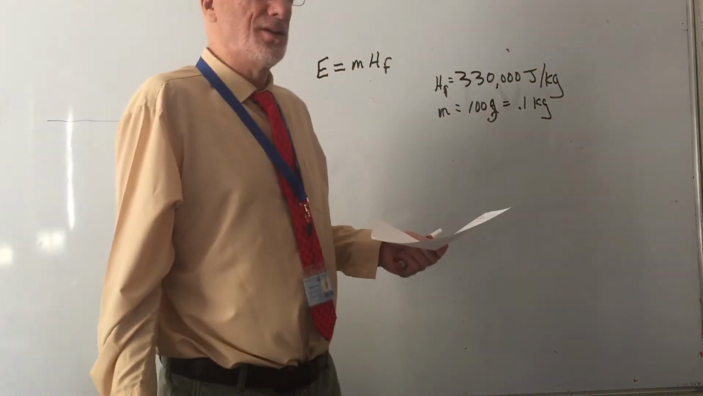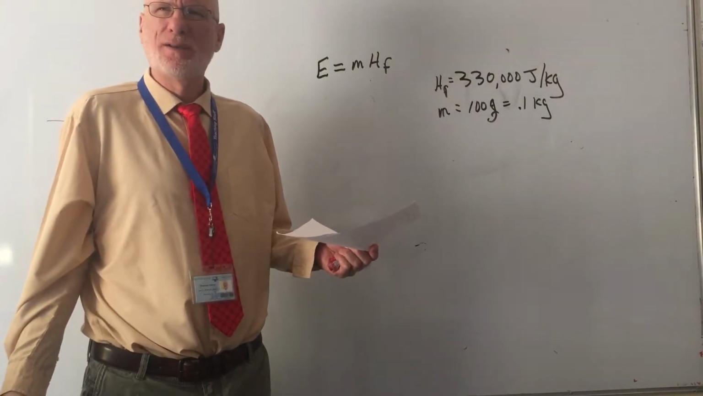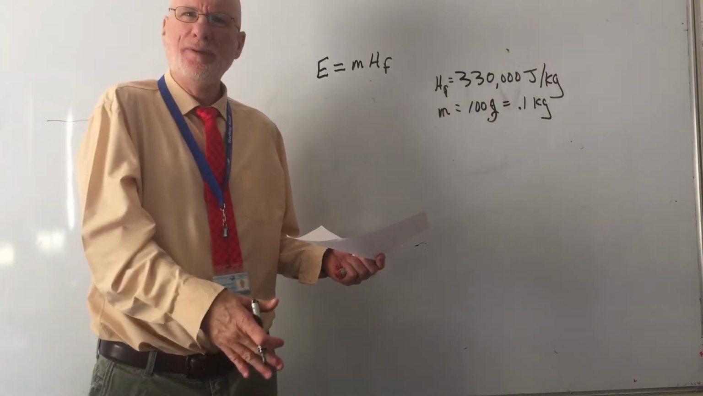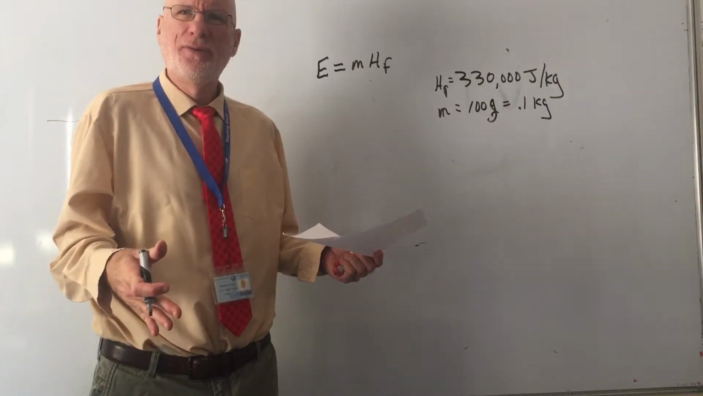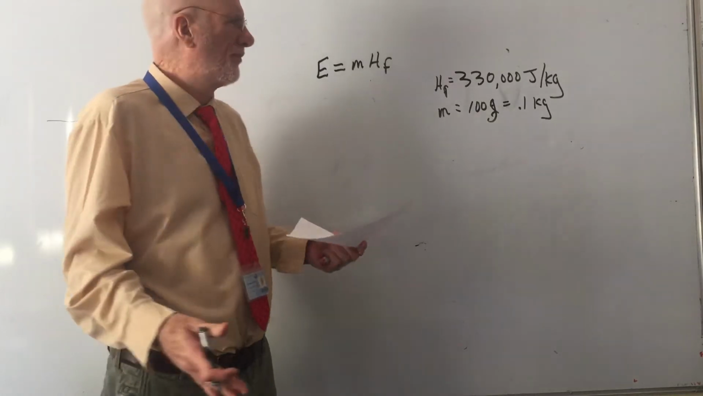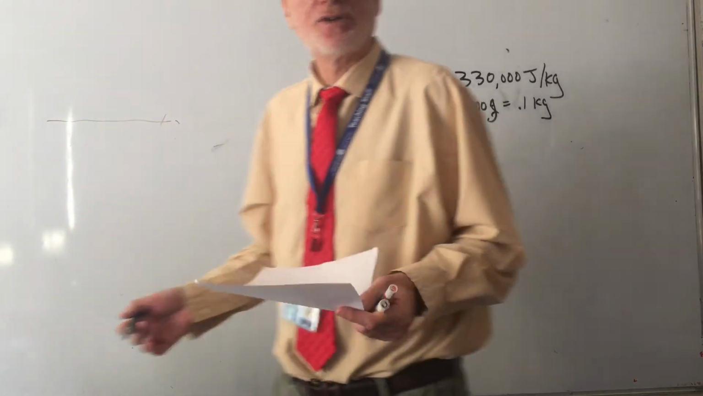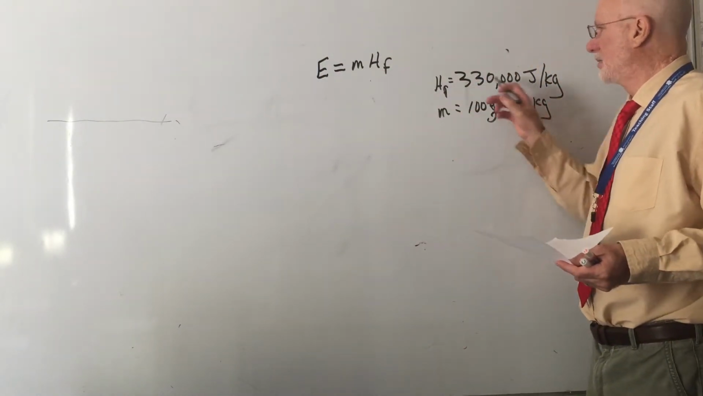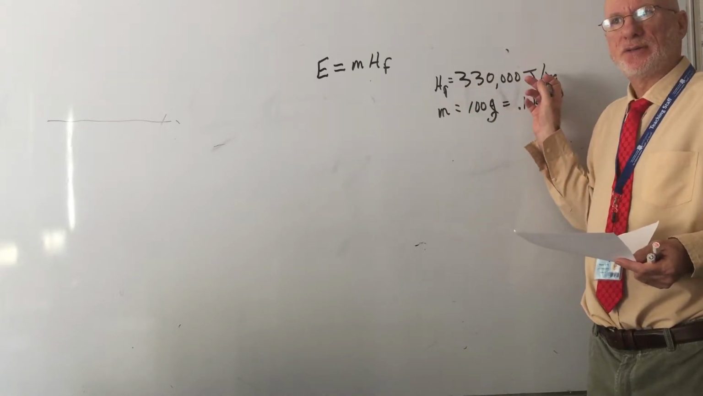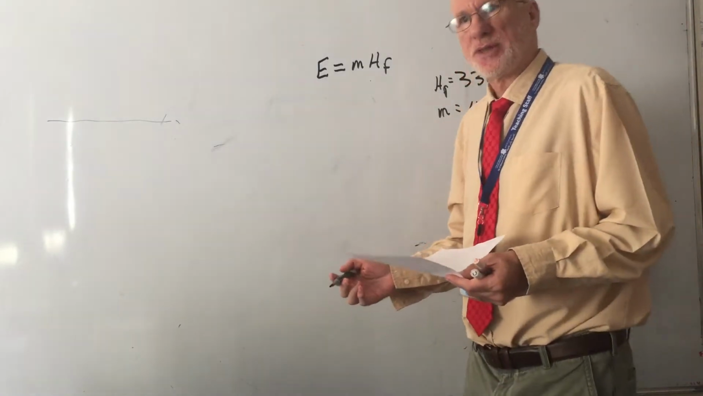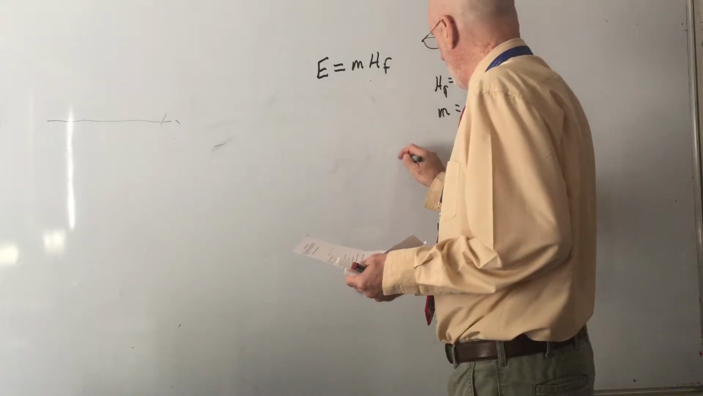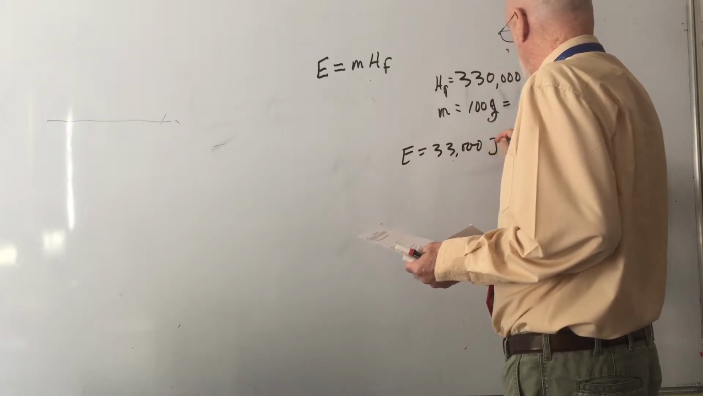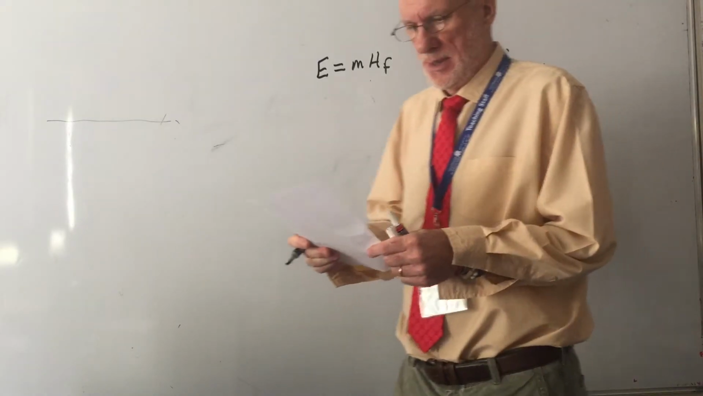So, do we need to do a big calculation here or what? Simple. It's going to be M times HF. So what's the answer? 33,000, right? So it's going to be this times this, so 0.1 times 330,000 is going to be 33,000. All right, so E equals 33,000. And that's joules, correct? All right, good.